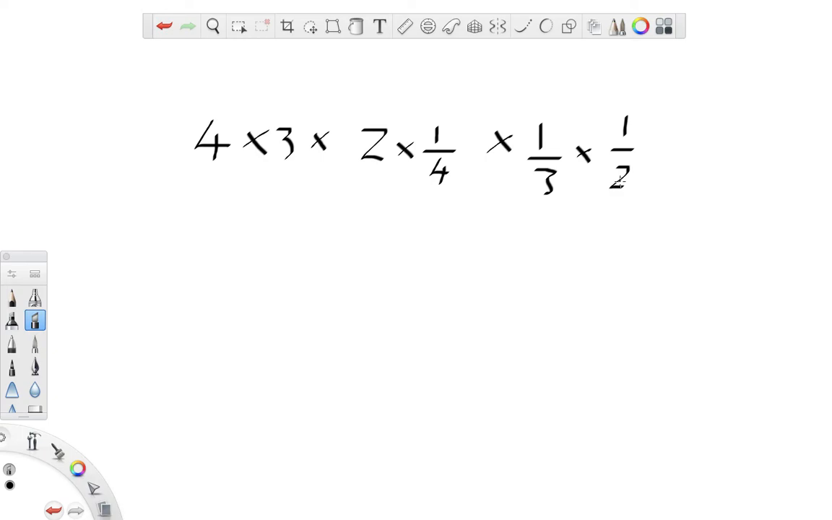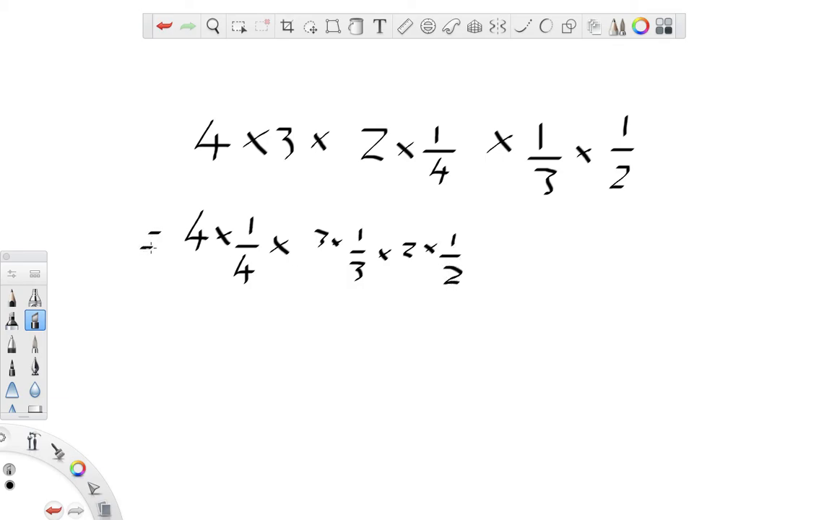What we could do instead is use our commutative law that we should know, so it doesn't matter what order we multiply things, we get the same answer. So we could group the numbers with their multiplicative inverses, so we could get 4 times a quarter, times 3 times a third, times 2 times a half, like that.